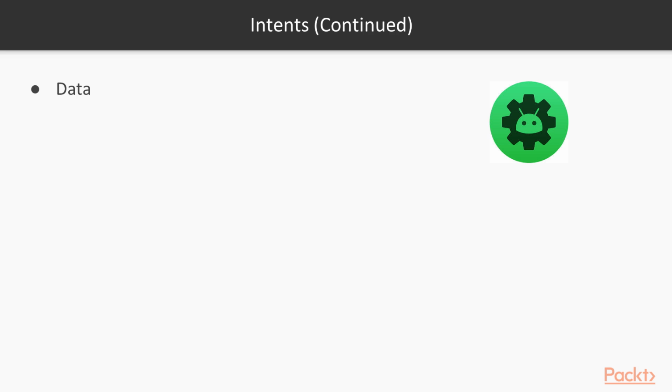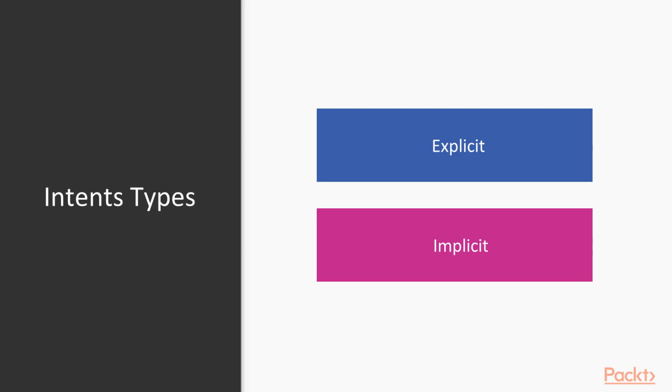Data: the data to operate on, such as a person record in the contacts database, expressed as a URI. Actions, which are about the general action to be performed, such as ACTION_VIEW, ACTION_DETAIL, ACTION_EDIT, ACTION_MAIN, and so on. There are two types of intents, explicit and implicit.